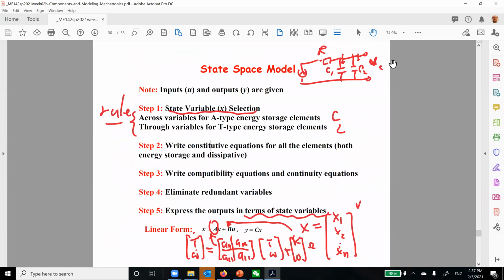So state space, we keep talking about state space, but you should know the state variables should be unique and independent. Like C1, C2 here should not both be state variables. You can use only one of them, or combine them into an equivalent capacitor.